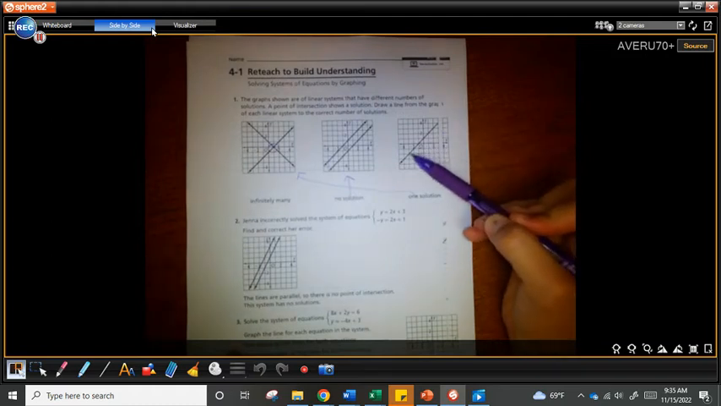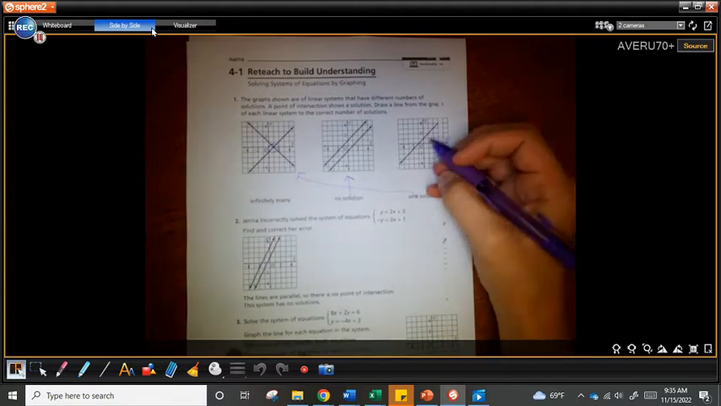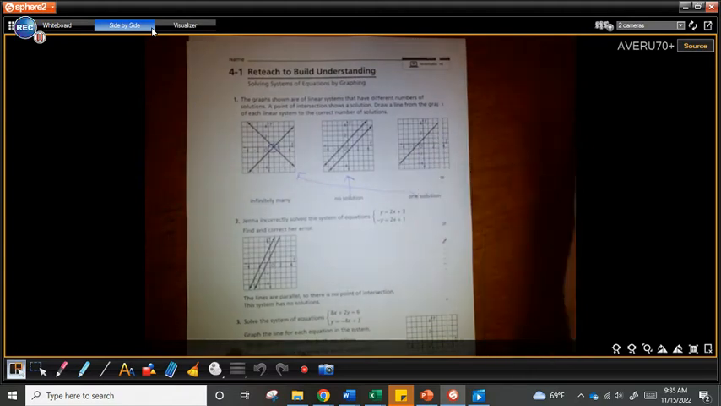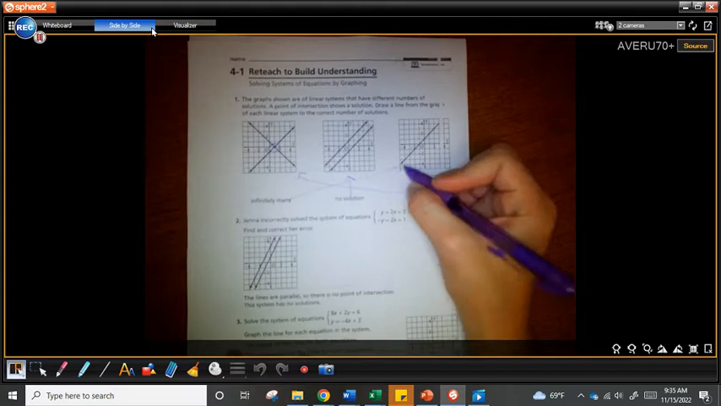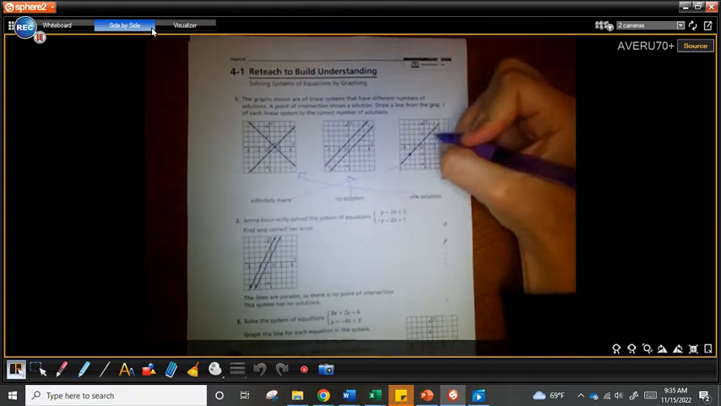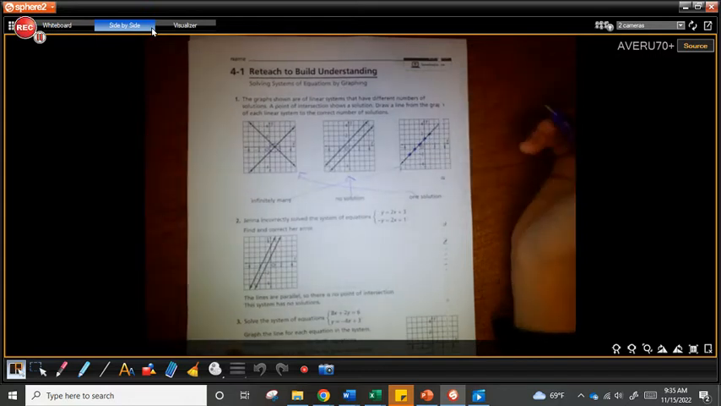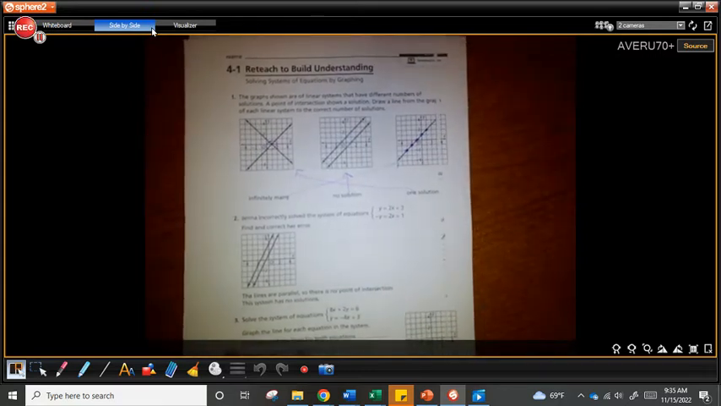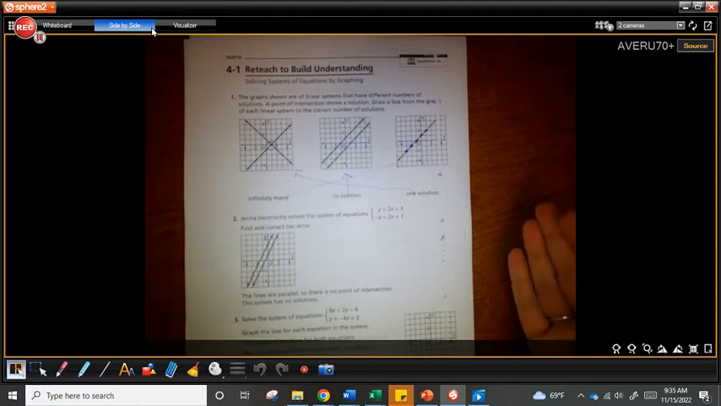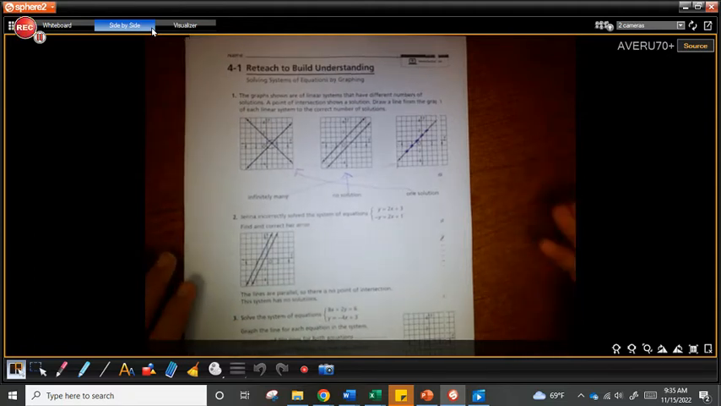And here, when we graphed the system of equations, we saw that both lines are the same line. So there's infinitely many solutions, meaning we can plug in this point, this point, or any of those points, and those ordered pairs are going to make that equation true.